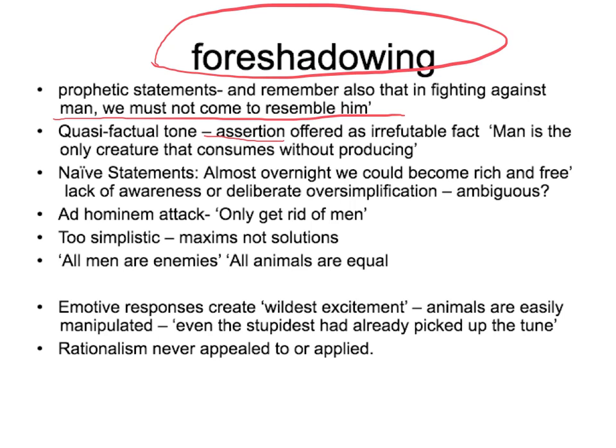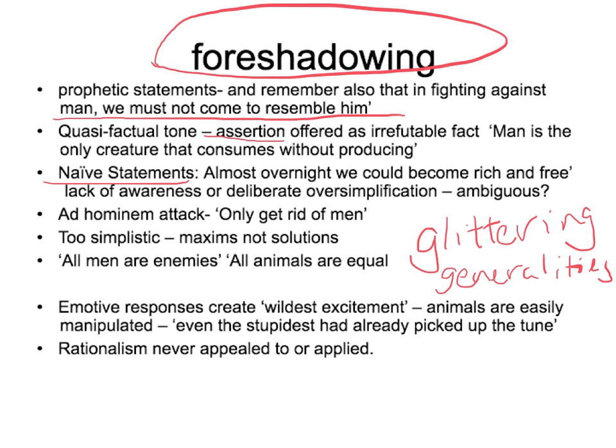Okay, Old Major also uses quite naive or simplistic statements. He says, "Almost overnight we could become rich and free." Now, you know, that just appeals. That's one of those, do you remember we said, glittering generalities? Rich and free. Of course they want to be rich and free, but he doesn't give them anything concrete to allow them to get there.